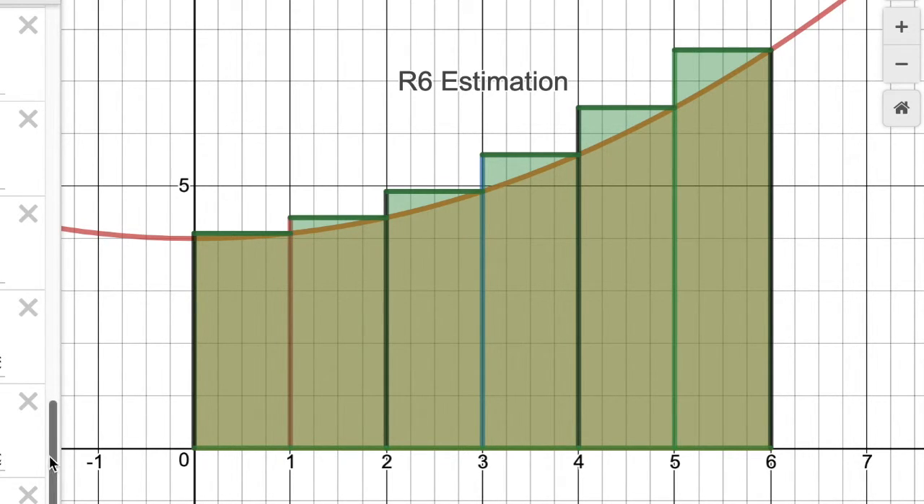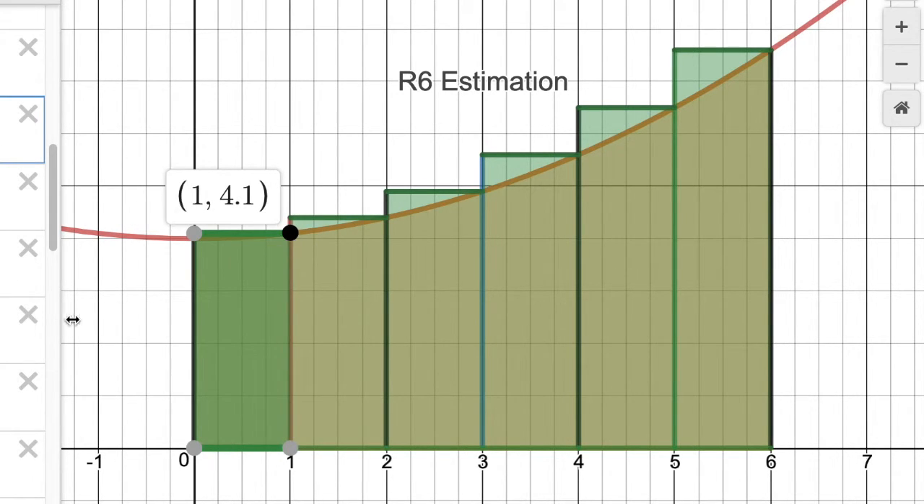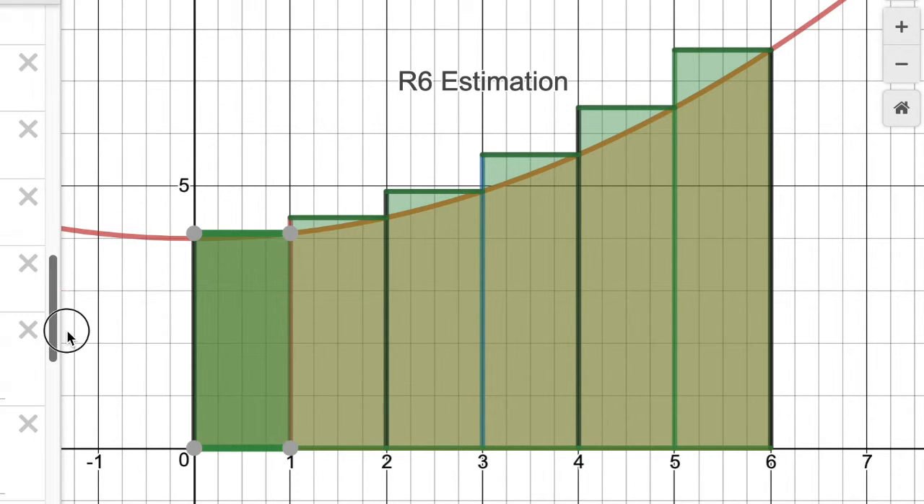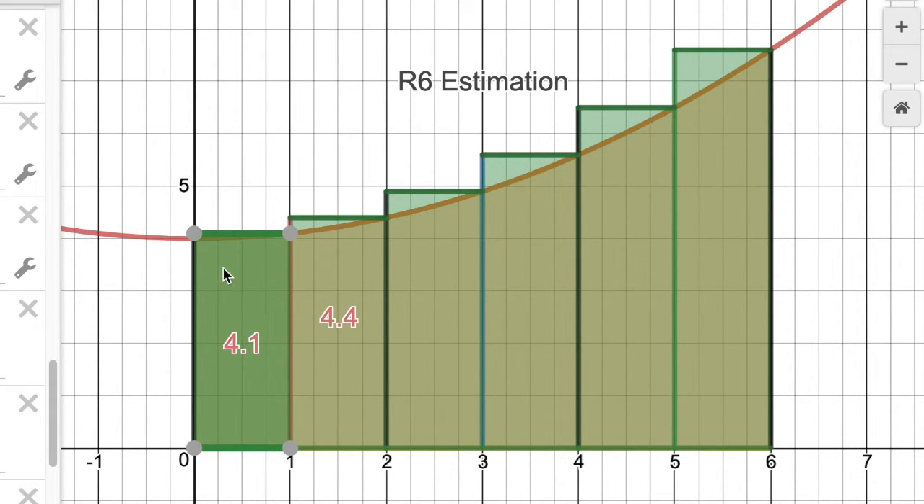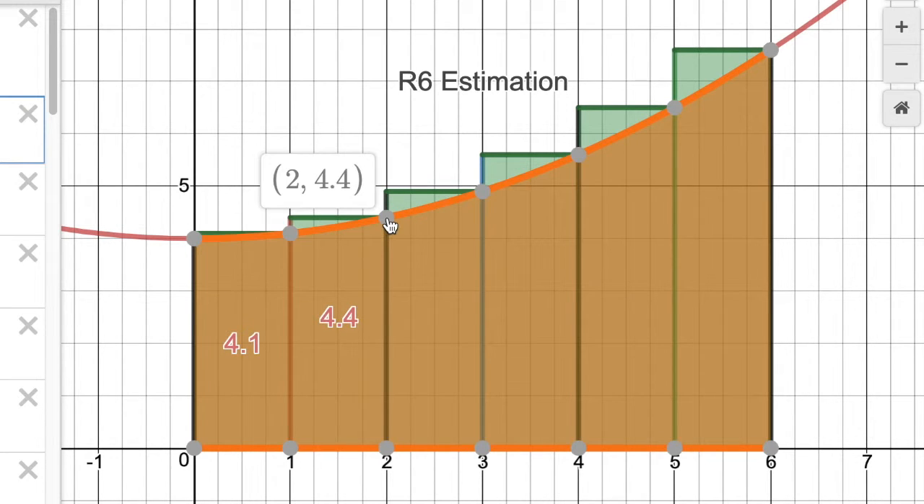All right, and I'm using right endpoints here. So here is my first right endpoint, right? So I'm going to have, let's see if I can find my labels here. There's my first one, right? So this one has an area of 4.1 because my width is 1. So basically it's just going to be 4.1 times 1, which is this, right? So then let's see, my second one is 4.4 because my height up here is 4.4.